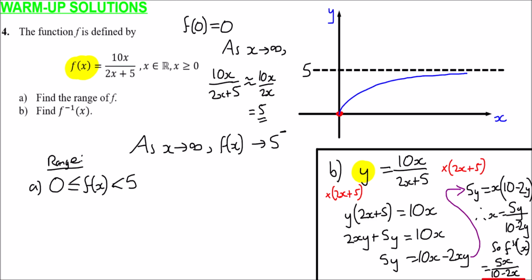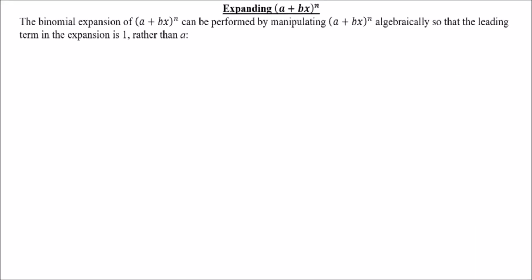So what we can do now is have a look at the main body of the lesson, how to do the binomial expansion when the leading coefficient is not a unit. So let's consider this next. Expanding a plus bx to the power n. So how would this be done? Well, the binomial expansion of a plus bx to the n can be performed by manipulating this bracket algebraically so that the leading term in the expansion is yet again 1 rather than a.